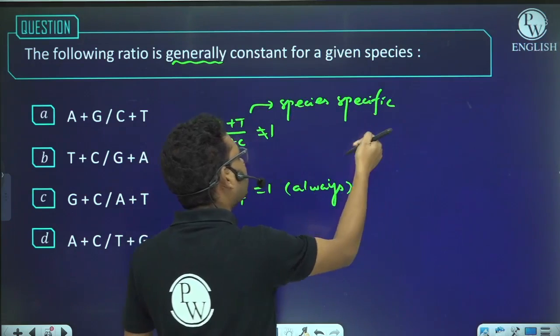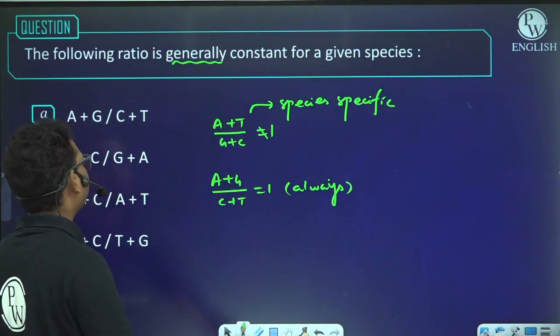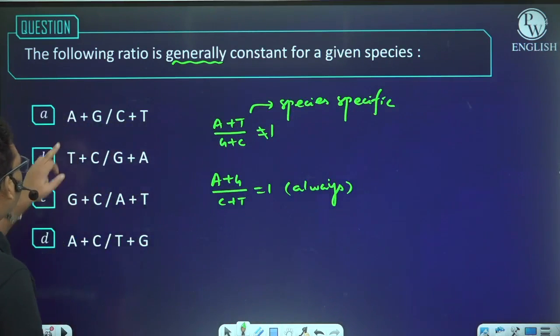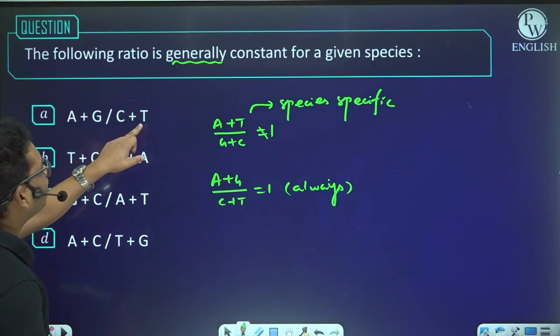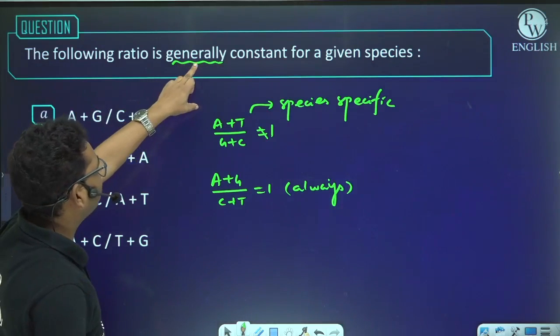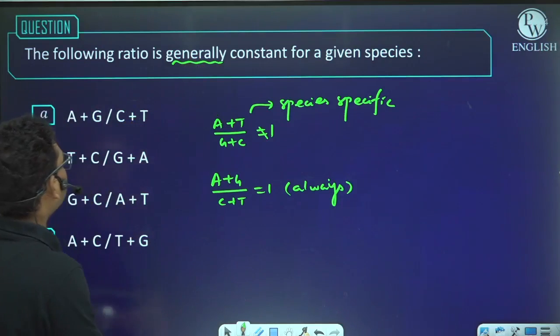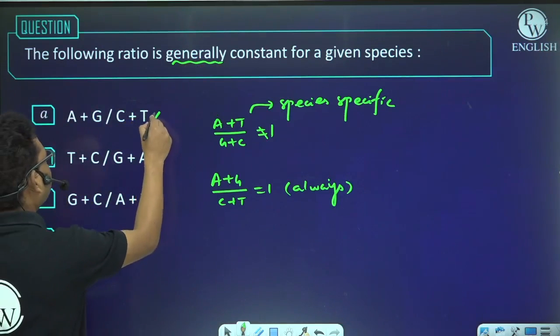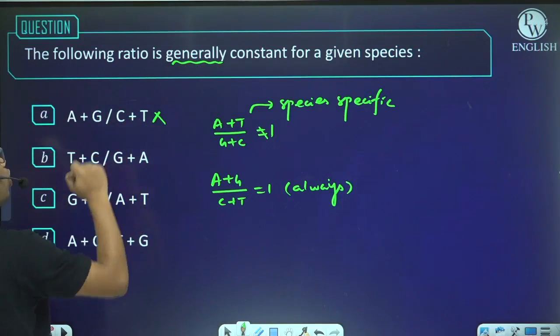That means in one species the ratio is always going to be the same. A plus G plus C plus T: here the word "generally" is given, so this will not be the answer, because it is always 1.